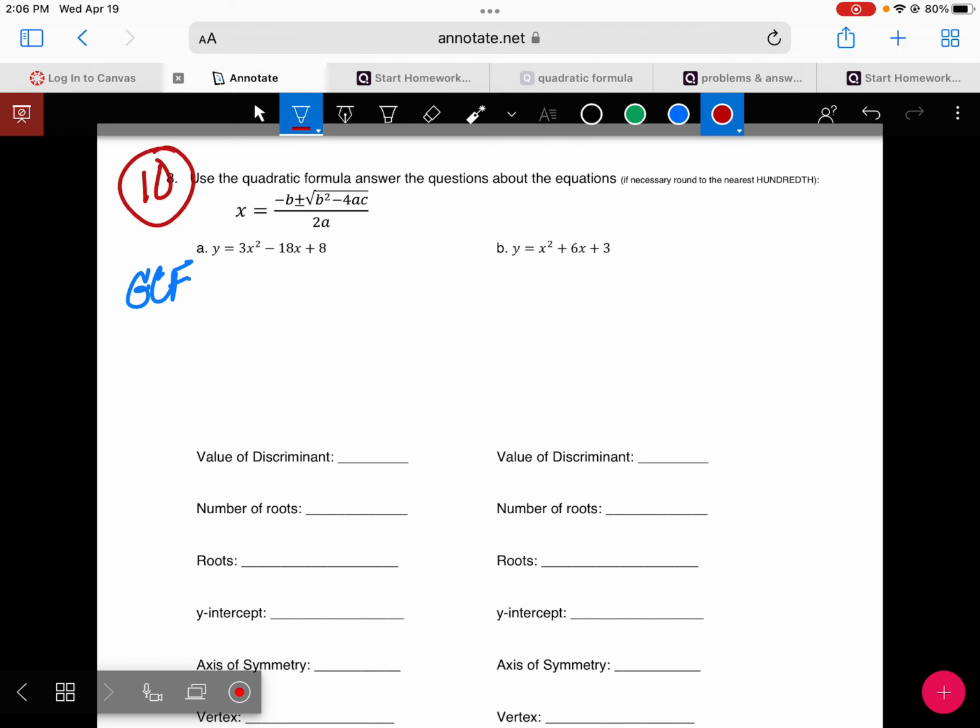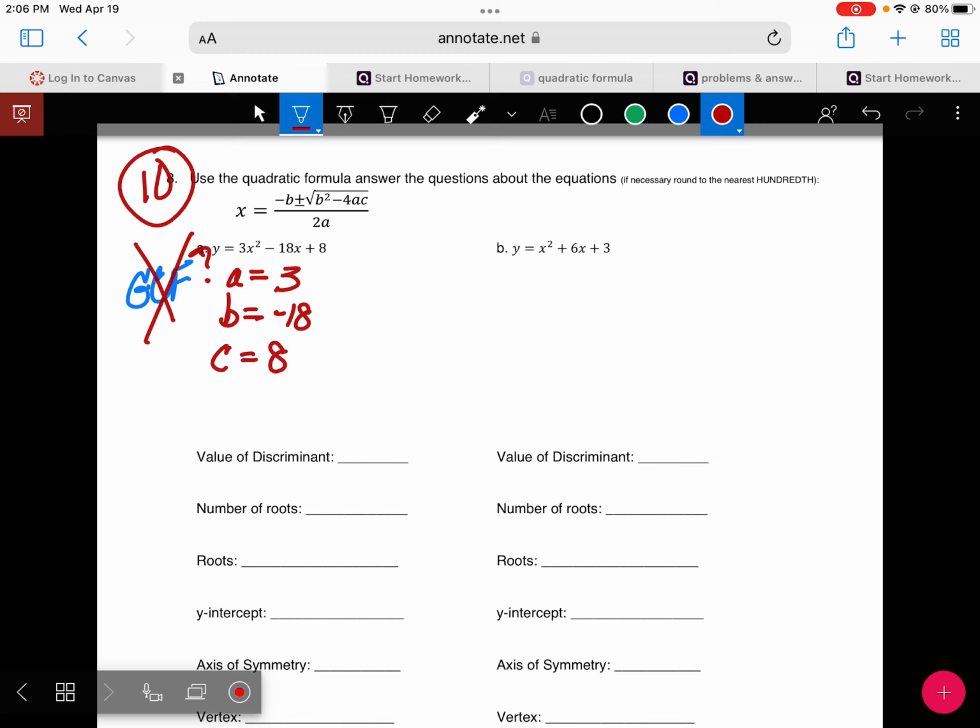So first of all, do we have a GCF to try to make it easier? No, we do not. And it says use the quadratic formula. So we have to use the numbers we have here. So A is equal to what? Yes, and make sure you are only putting the coefficients or the number. Do not include the x's. B is -18 and C is 8.